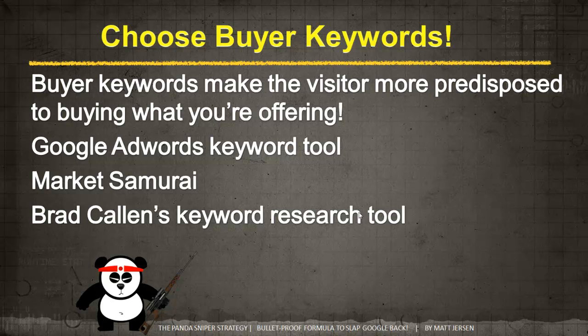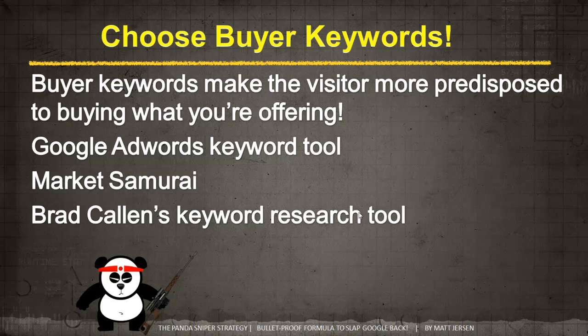So you basically want to head over to the Google AdWords keyword tool. It's probably the easiest free version of selecting your keywords. You want to go into looking for buyer keywords, and you want to see what kind of search volume they're getting. And obviously, you want to target something with the best search volume. But a really good tool like Market Samurai is an excellent tool that can take care of a lot of parameters for you. And it's really not all that expensive.